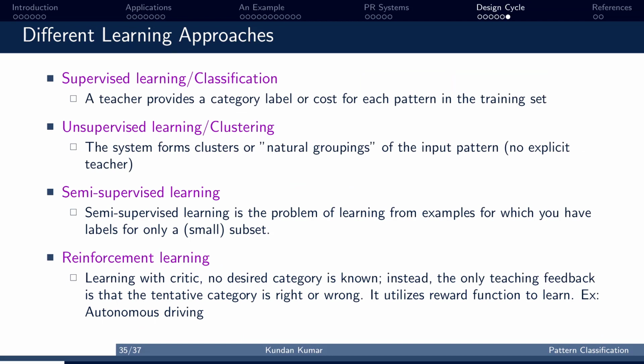So these are the differences of supervised learning, unsupervised learning, semi-supervised learning, and reinforcement learning. Already I discussed this in the design cycle. Here these two are very close to each other. But in reinforcement learning, basically we have some rewards. We compute the reward function, and based on that it makes the decision right or wrong.